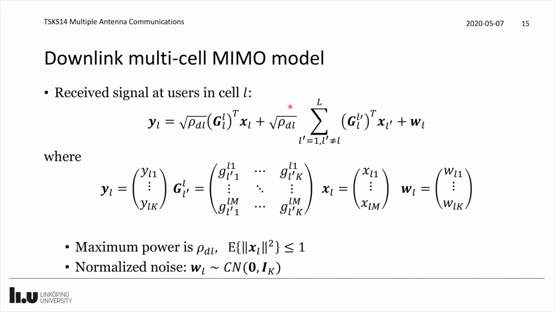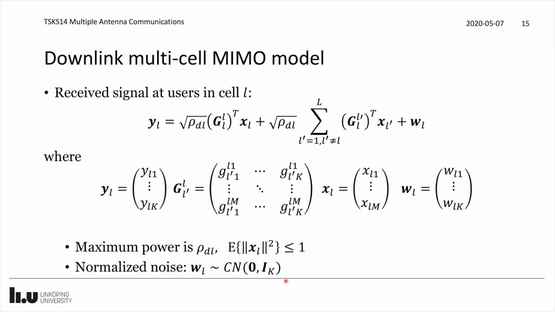And then we have the maximum power. We have the signal transmitted by the base station in that cell. Then we have the channel matrix from the base station in cell L prime to the users in cell L. And we have a transpose on that channel matrix as well in order to say that we're transmitting from the base station to the users. And finally, we have a K-dimensional vector, W_L, containing W_L1 to W_LK. It's complex Gaussian noise. It has variance 1, so things are normalized.